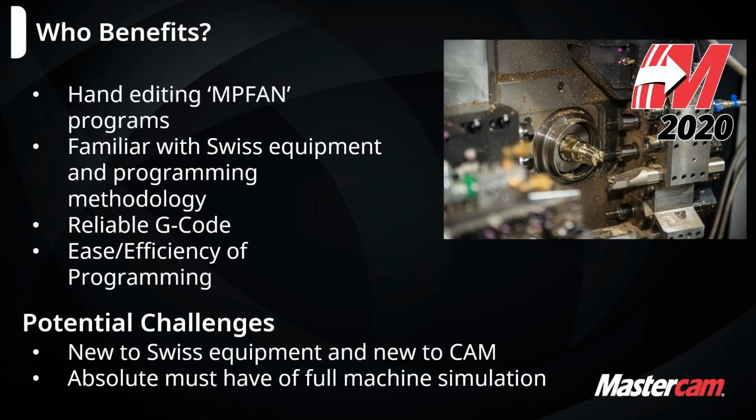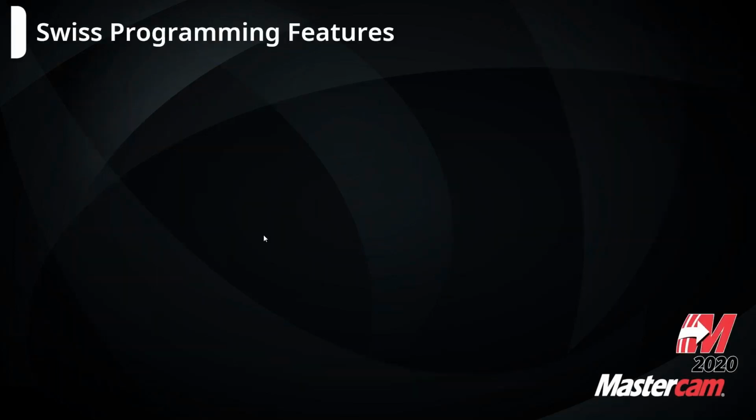But also, I've had a few potential customers contact me who've never had a Swiss machine. They're going from a 2-axis lathe to an 11-axis Citizen, and they've never used a cam system before. I don't know if that's something you would want to jump into right away. So that's why I listed that as a potential challenge. No questions yet, but feel free to chime in if you do. But I want to keep this moving along as well.